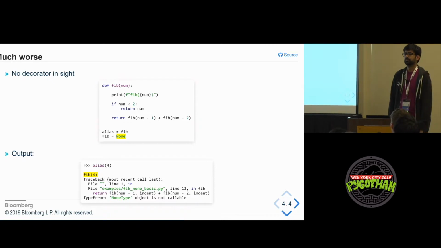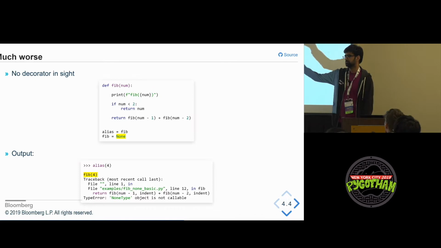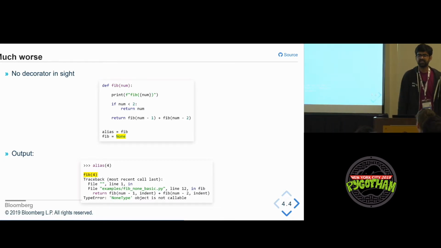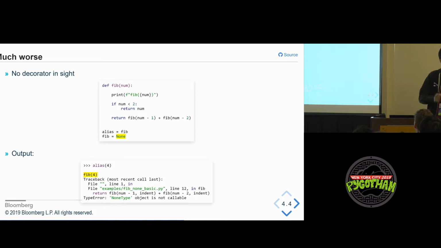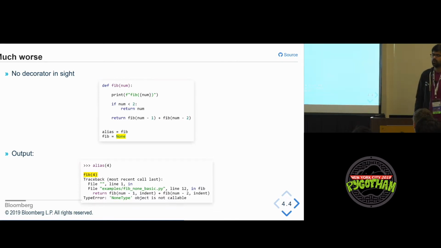It gets much worse. No decorator. Perfect example, right? We're talking about decorators, there's no decorator anymore. Same function, I just alias it. This is just another name for this function object now. And then fib, I set it equal to None. I call alias of 4. Same error, same line. It's able to enter the function object, but only here does it error out. What's going on?